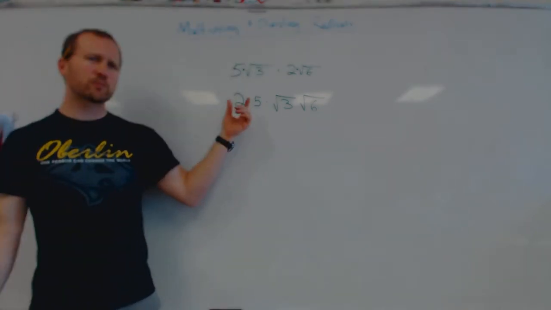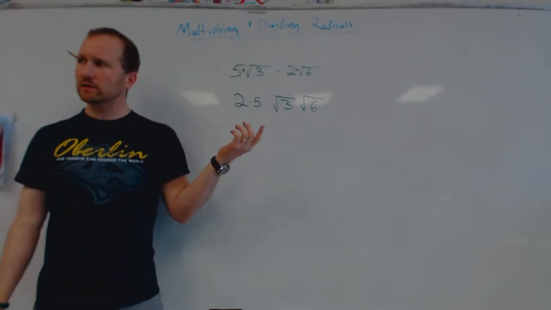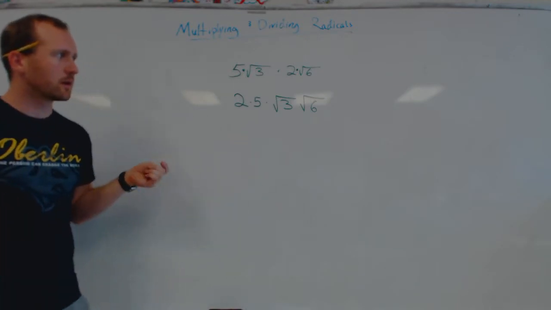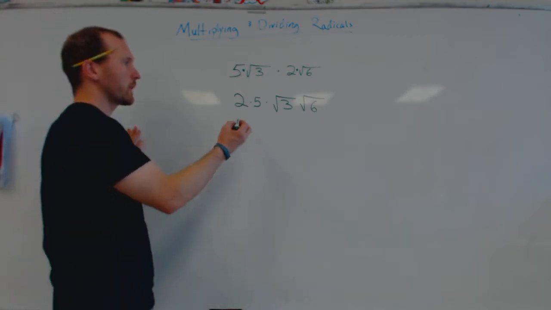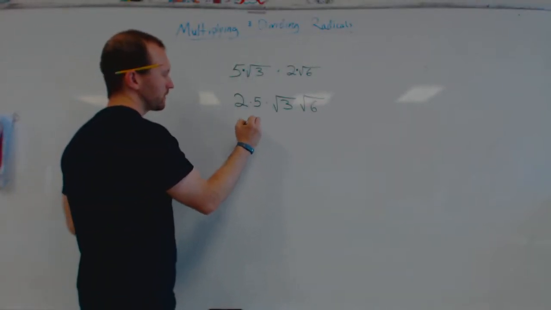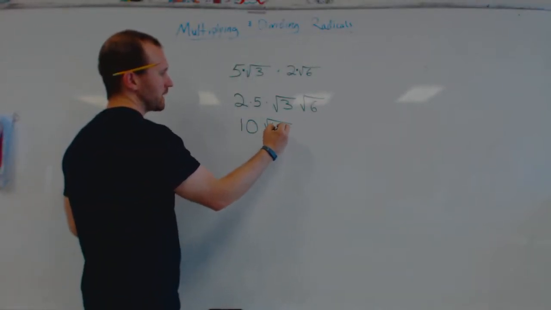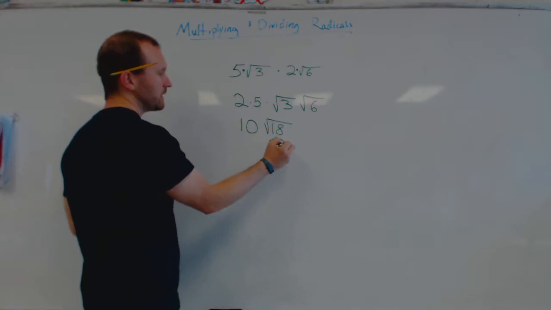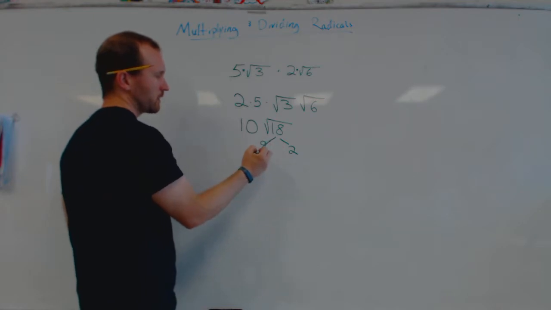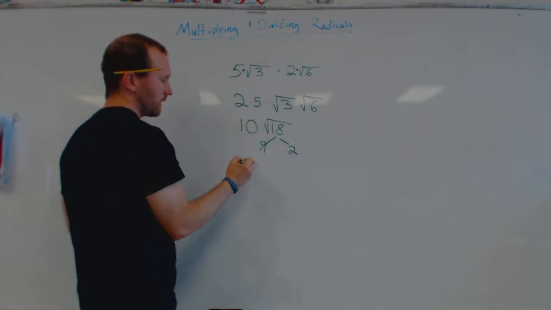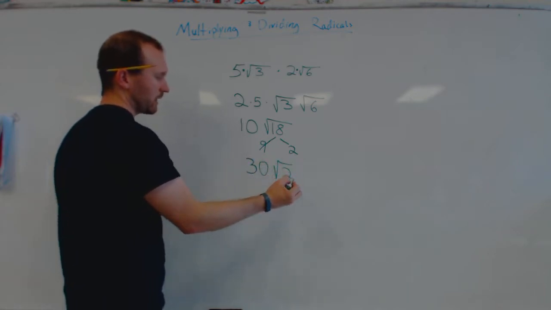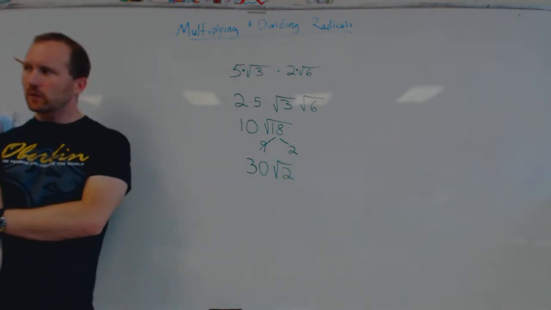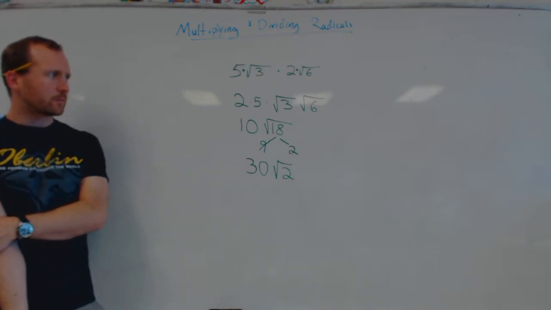And there's a lot of ways to proceed from here. There's not a correct way, as long as you end up with the most simplified form. So 2 times 5 is 10. 3 times 6 is 18. But 18 has a perfect square in it. 9 is a factor of 18. So I would actually pull out the 3, and then I would have 10 times 3 is 30, and what's left behind is just the 2. 30 square roots of 2.